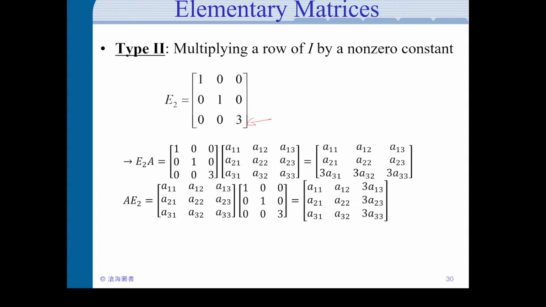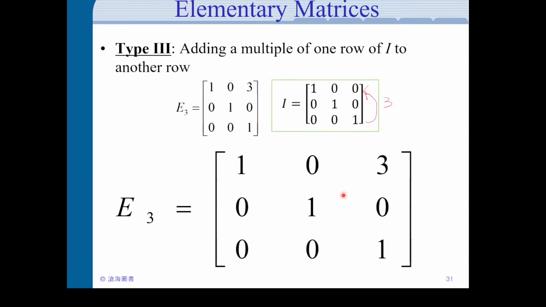And you see that if you multiply this elementary matrix on matrix A, then the corresponding row gets multiplied. So we have this 3 here, and you multiply on this matrix, then the third row will get multiplied by a 3 here. And similarly, if you multiply this on the right, then the third column will be multiplied.